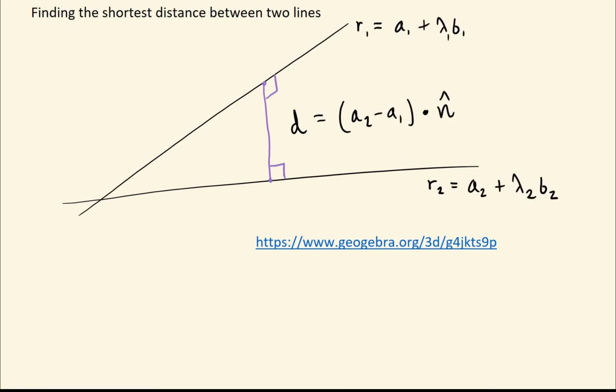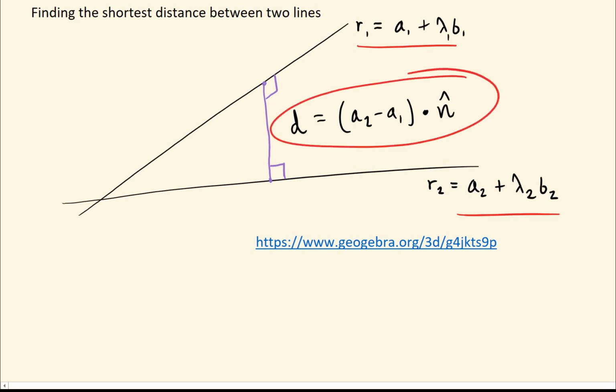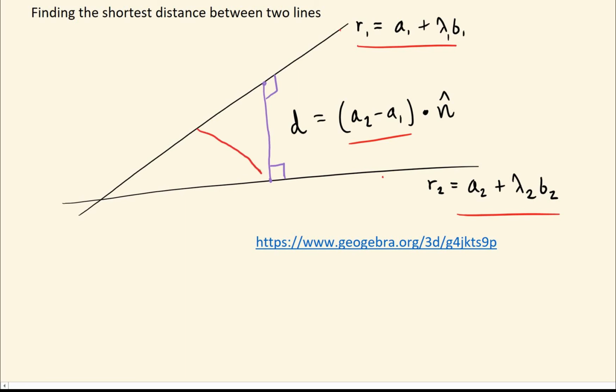To do this, if we say these are my 2 lines, we have this formula. The distance will be the 2 position vectors subtracted from each other, dotted with the unit normal vector. Okay, let me explain that really quickly. So, a2 minus a1 will basically be any vector from this line to this line. So let's say that's my vector a2 minus a1.